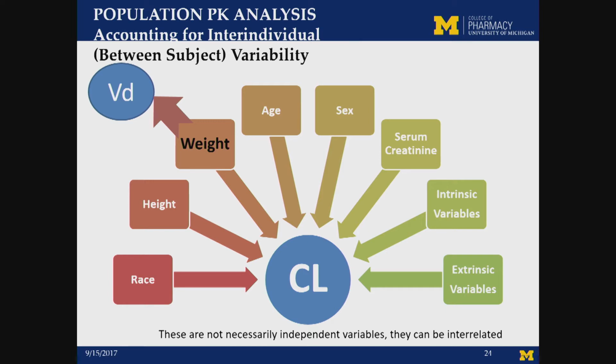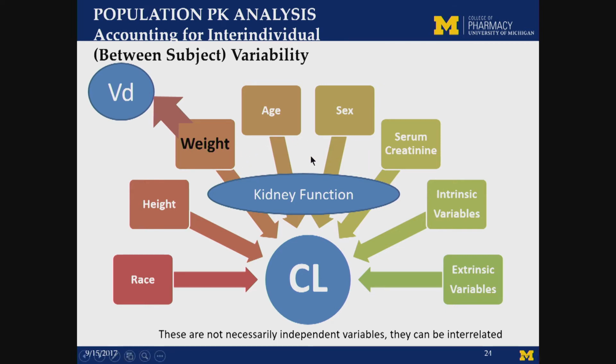But typically these are the parameters that are looked at, and often these parameters are consolidated into a variable such as kidney function that incorporates some of these parameters into a composite parameter that correlates with clearance. Again, we tend to treat these terms as independent in population PK analyses, but they can be interrelated. For example, height clearly correlates with sex, and so that may not necessarily be an independent parameter when incorporated into these models.